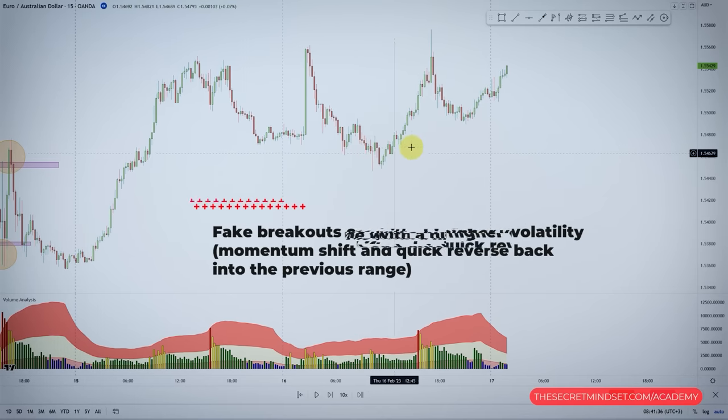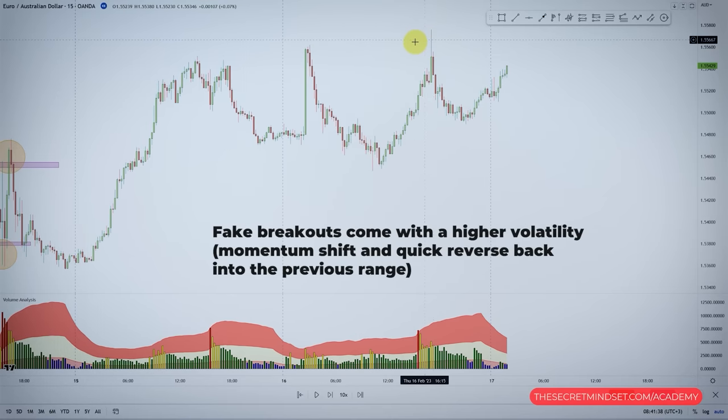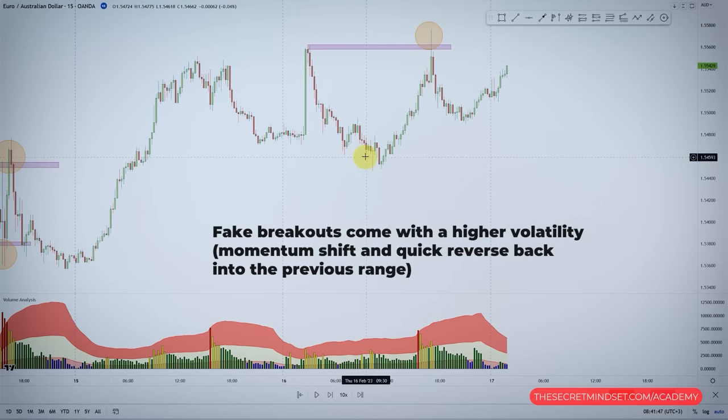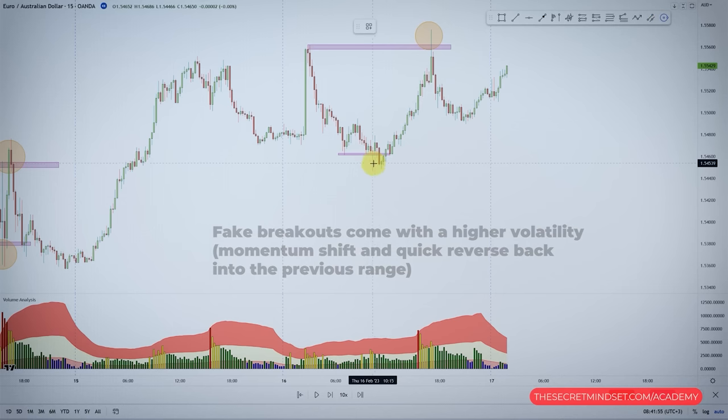Here's a fake breakout at the high of the day, when price breaks above the highest point reached during the trading session, but then falls back below it. And here's a fake breakout at the low of the day, when price breaks below the lowest point reached during the trading session, but then rises back above it.